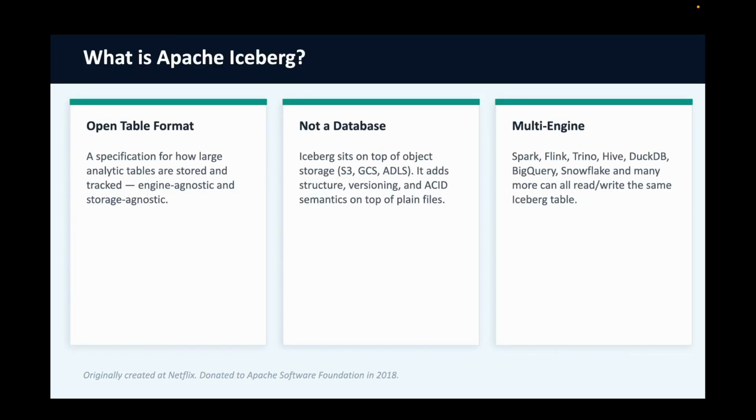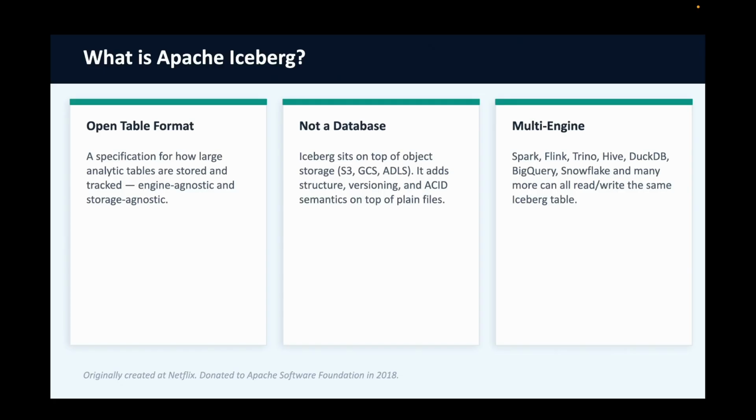Let's see what is Iceberg. Iceberg is an open table format, a specification for how large analytic tables are stored and tracked. It is engine agnostic and storage agnostic. It's not a database. Iceberg sits on top of object storage such as S3, GCS, and/or ADLS. It adds structure, versioning, and ACID semantics on top of plain data files.